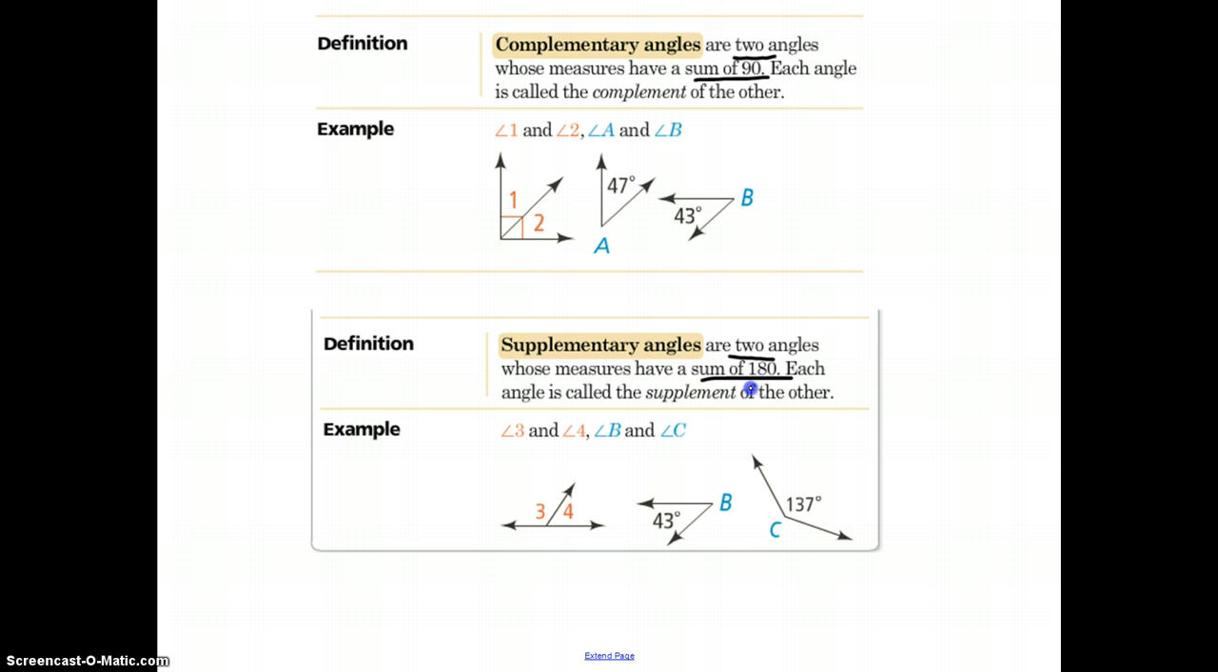Sorry, I meant supplementary. So that's going to be two big angles that we use all year, and a trick that might help you learn which one is which. If you make a C for complementary and an S for supplementary. For complementary, you can take that C and turn it into a 90. And for supplementary, you can take that S and turn it into a 180. So that might help you learn the difference between complementary and supplementary.